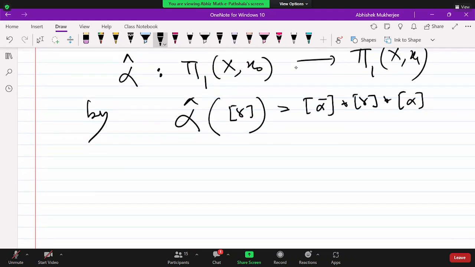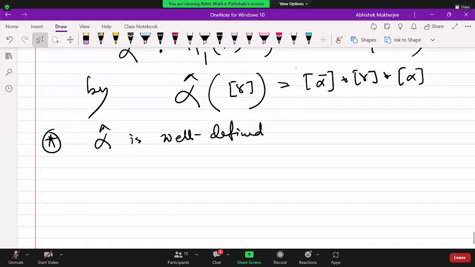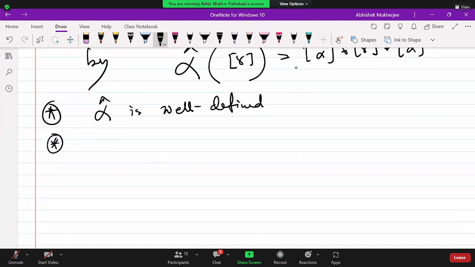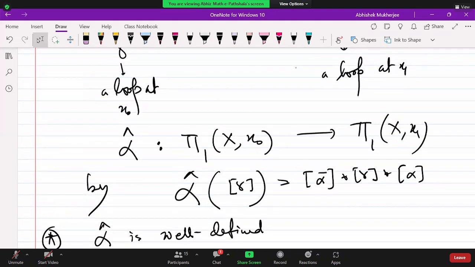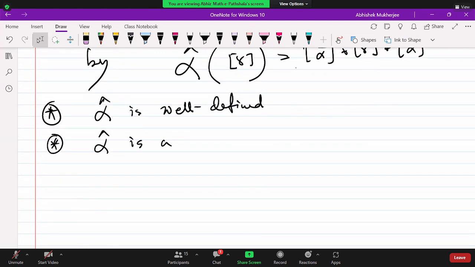And a few facts can be checked. First one is this map is well defined. Okay, this is true. Secondly, since this is a map between two groups, and this is a well defined map, we can check whether it is a homomorphism or not. So certainly it is a homomorphism.